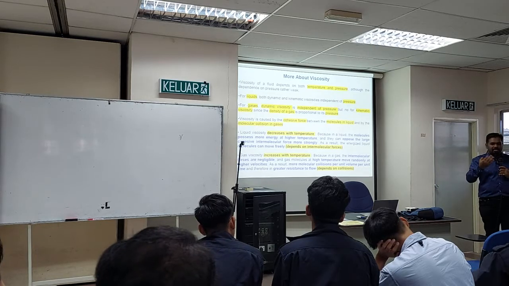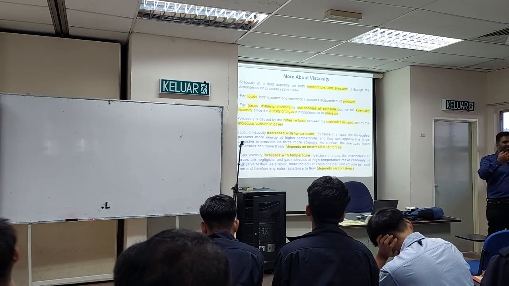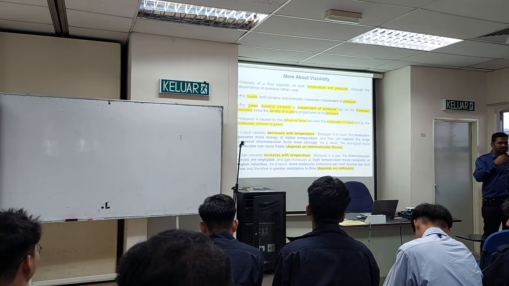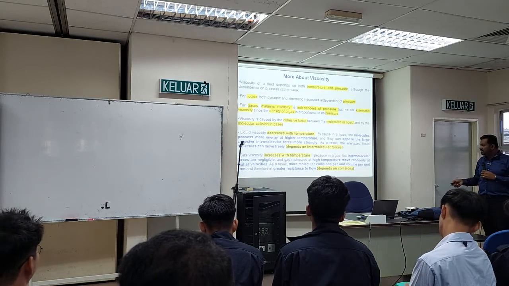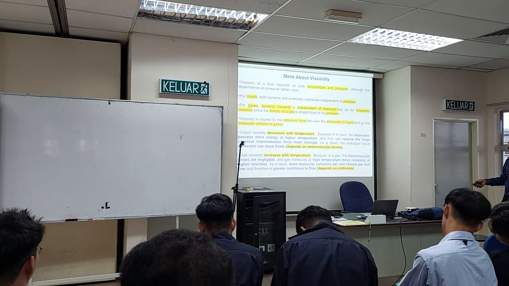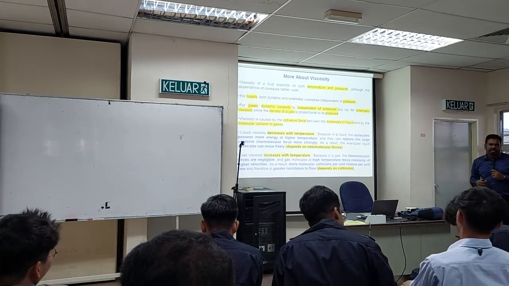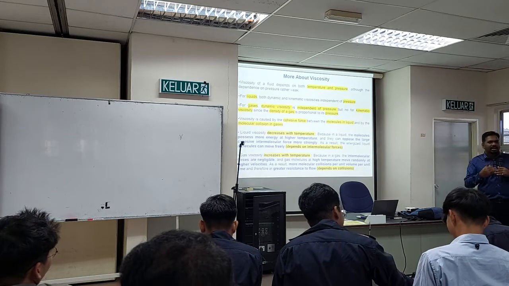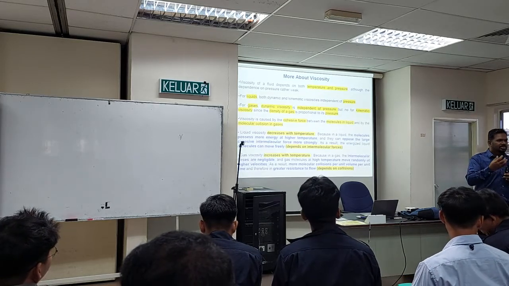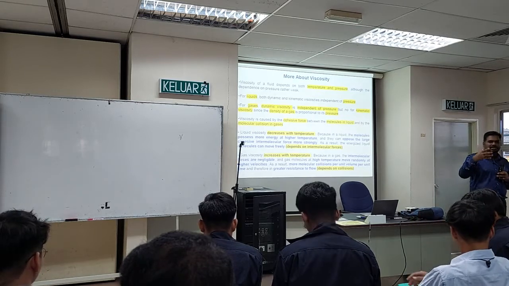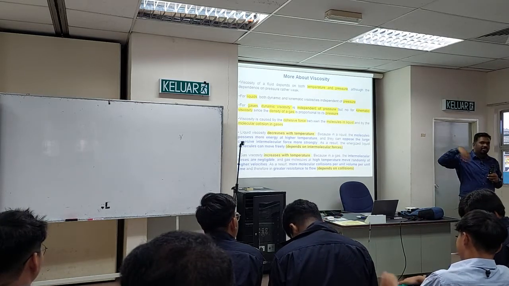So lagi banyak temperature, so molekul akan bergerak secara rawak, kan? So it will move very randomly. As a result, more molecular collision per unit volume per unit time. So dia akan ada banyak pelanggaran. Sebab temperature, so dia bergerak dengan rawak. So as the temperature increase, it will move faster.